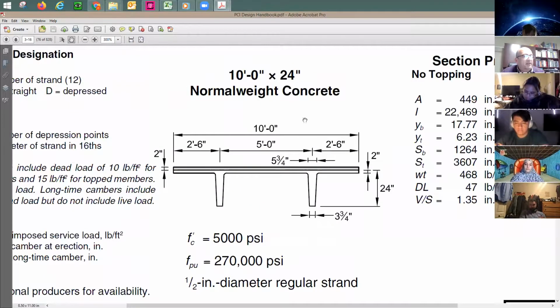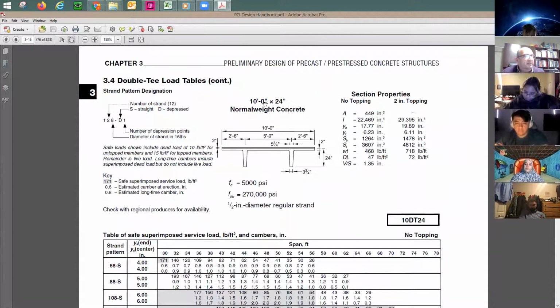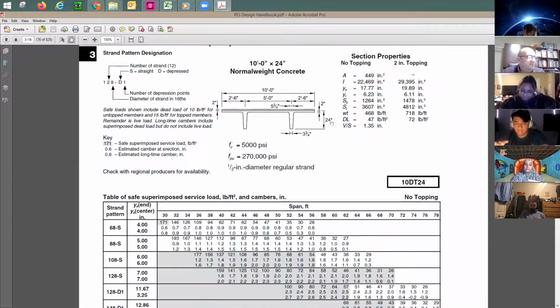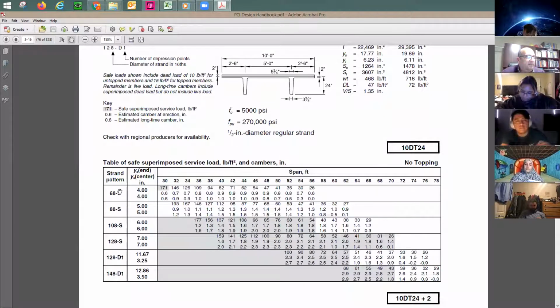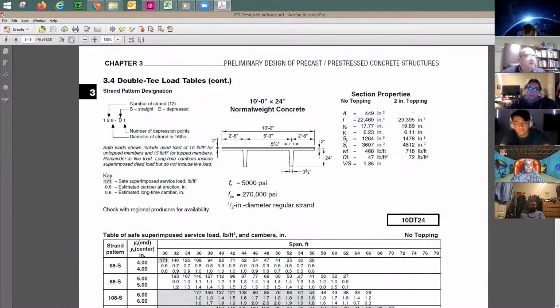Here's one of the standard sizes that we use, 24 inches by 10 feet. So the depth is 24 inches and the width is going to be 10 feet. And then you have different standard patterns when it comes to the cabling, the strands. And for each one of them, you have the span and then you have the allowed load. So actually you can use this. You don't really need to have software. You can just pick the span, look at the load, and then see exactly which strand pattern you're going to be taking. And for this one, this is going to be double T.